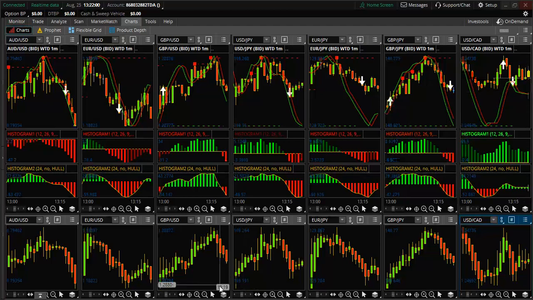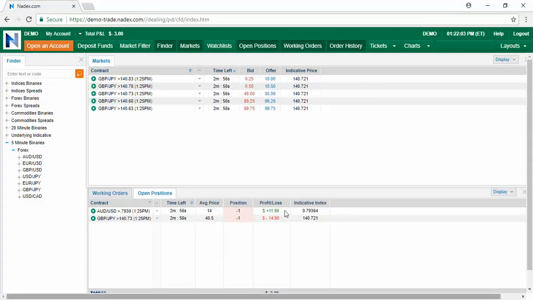let's look at the trades and see what they're doing. This trade is still winning. This trade is still winning also. When you see a negative here, it doesn't mean you're losing the trade. The way you know whether or not you're winning or losing the trade is by looking at the indicative index. Now it's tied. It's at 0.73, and that is my strike price.